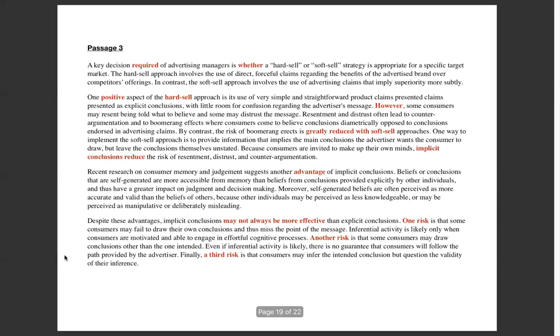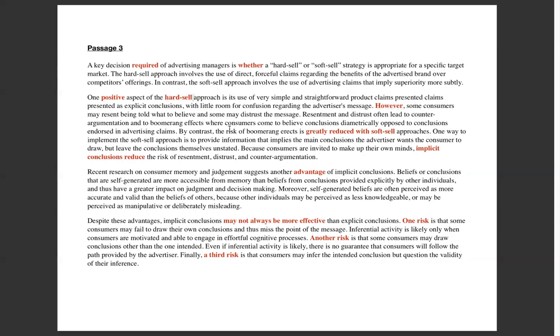All right. Here we go. Lots of interesting keywords here, right? I probably went a little crazy here with the red, but there were a lot of interesting things that stood out, right? A key decision required of managers is whether blah, blah, blah. Okay, so required is quite strong. Then we have the topic sentence of the first paragraph that says one positive aspect of hard sell is blah, blah, blah. Okay, so he seems to have a positive opinion on hard sell. But then he says, however, okay, so maybe there's also some negative to hard sell.